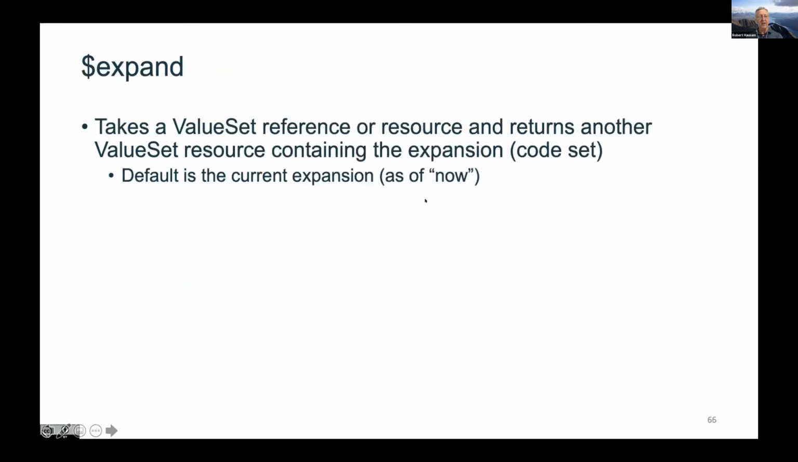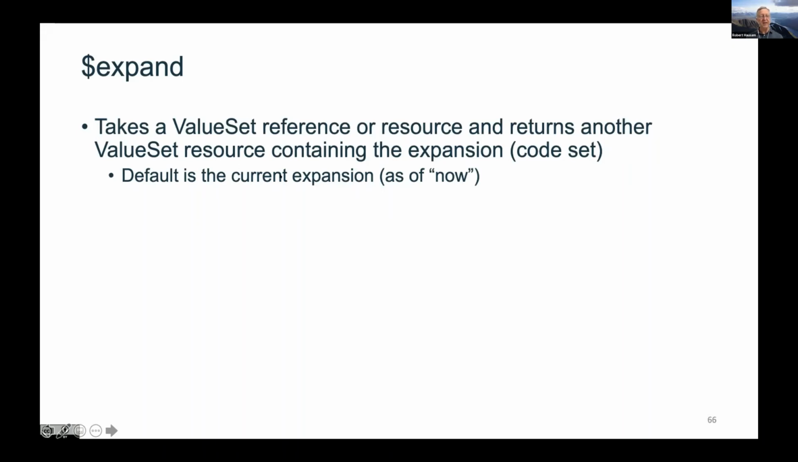All right, so take a look at expand. Basically, the idea of this is fairly straightforward. It takes that ValueSet reference or a resource and returns another ValueSet resource that contains that expansion code set. Again, these are the codes that are actually based on my ValueSet definition and the current state of the code system and the terminology that the terminology server knows about. What is the actual list of codes I should be working with? And this expand operation is going to tell you that.